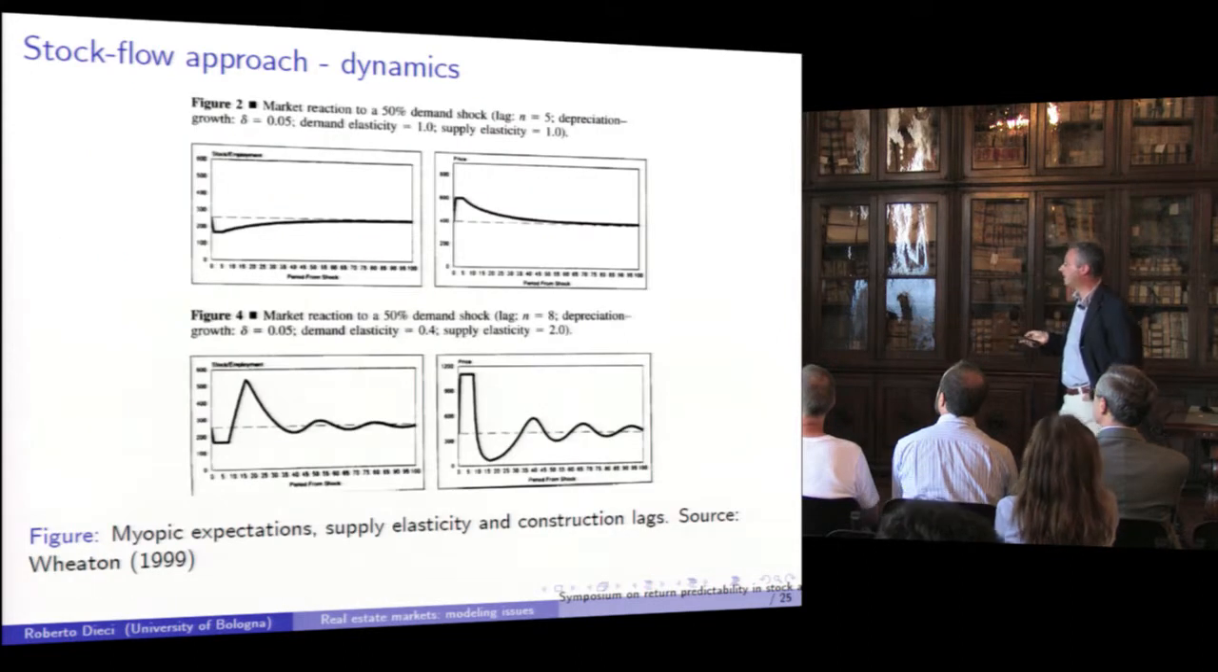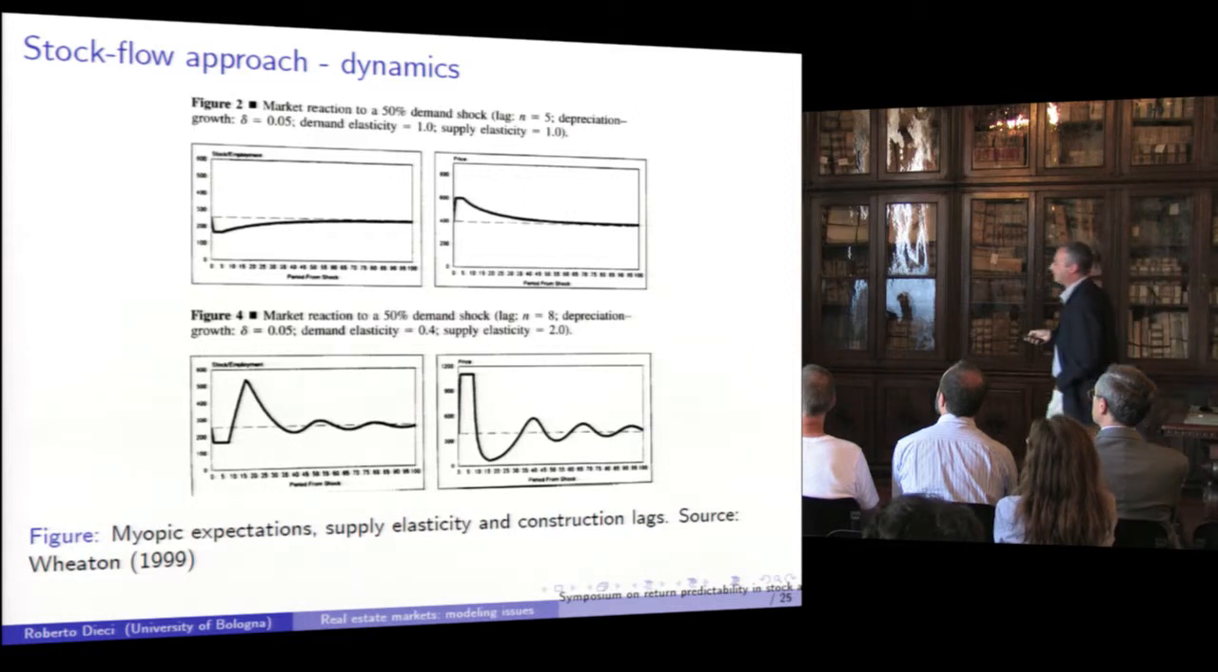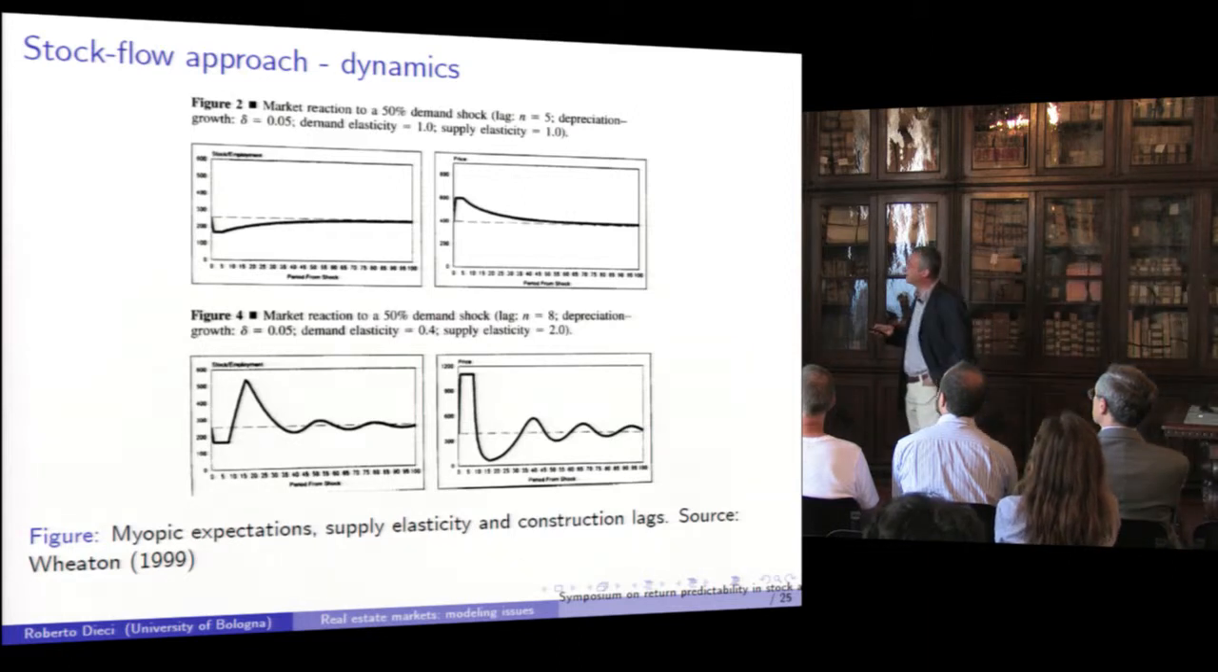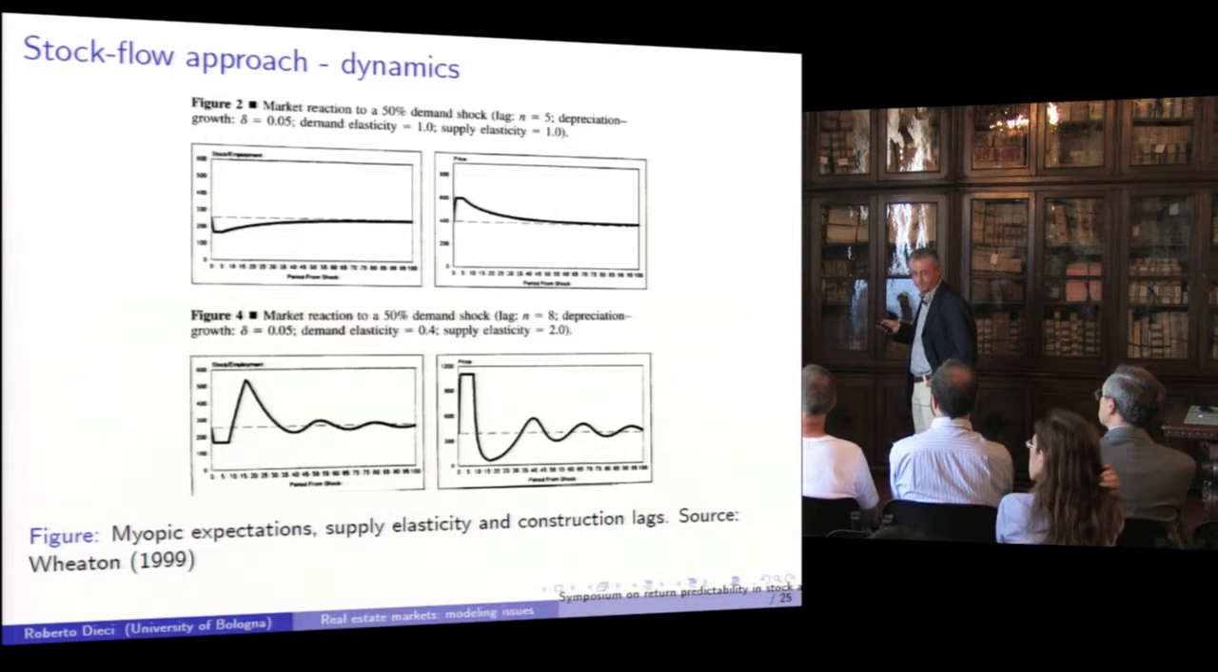Okay, this is the model by Wheaton. Let me just show the picture. This is a picture taken from the paper by Wheaton. Both cases are with myopic expectations. If you look at this case, the steady state changes from here to here. If you look at this case, you see that the stock has exactly the same qualitative behavior as the perfect foresight model, okay? And the price has exactly the same qualitative behavior as the perfect foresight model.